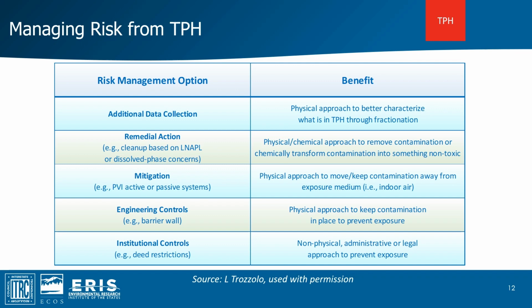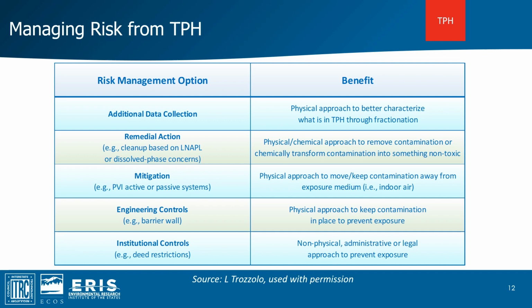Mitigation is also a physical approach to move contamination away from or keep it from entering an exposure medium like indoor air. This could be an active subslab depressurization system to move soil vapors away from the building's foundation and into ambient air.